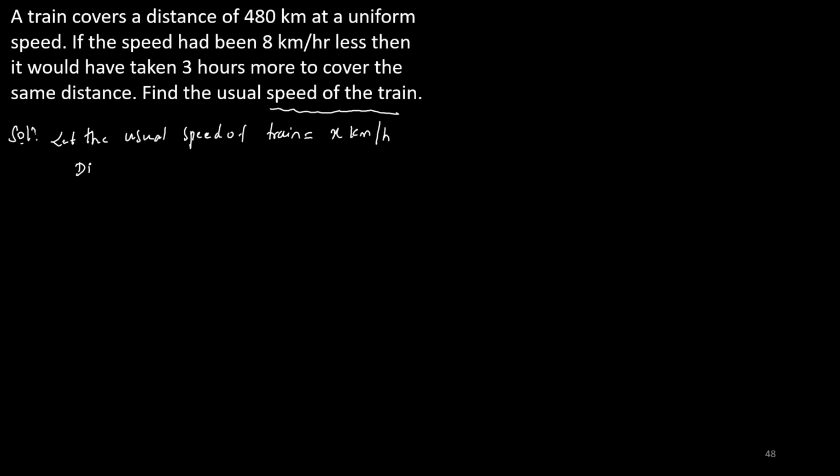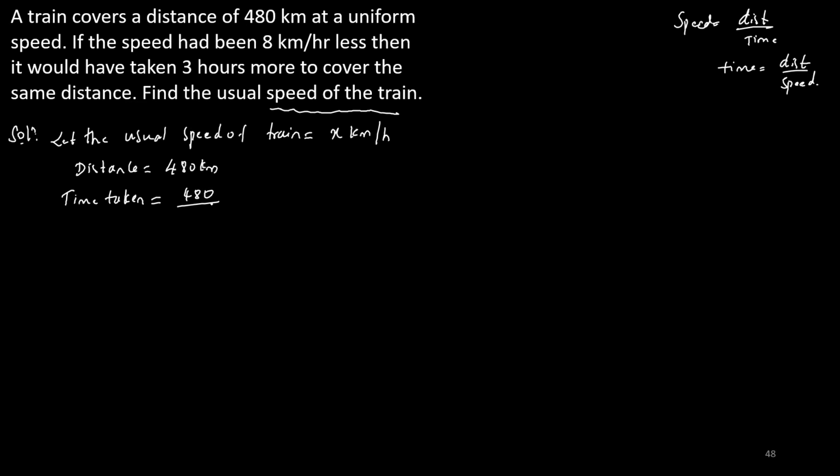What is the distance covered, children? Distance covered is equal to 480 kilometer. Now what is the time taken? Can you tell me what is the time taken? A little bit of physics over here. Speed is equal to distance by time, so I can write time is equal to distance by speed. So time taken is equal to 480 kilometer divided by x hours.